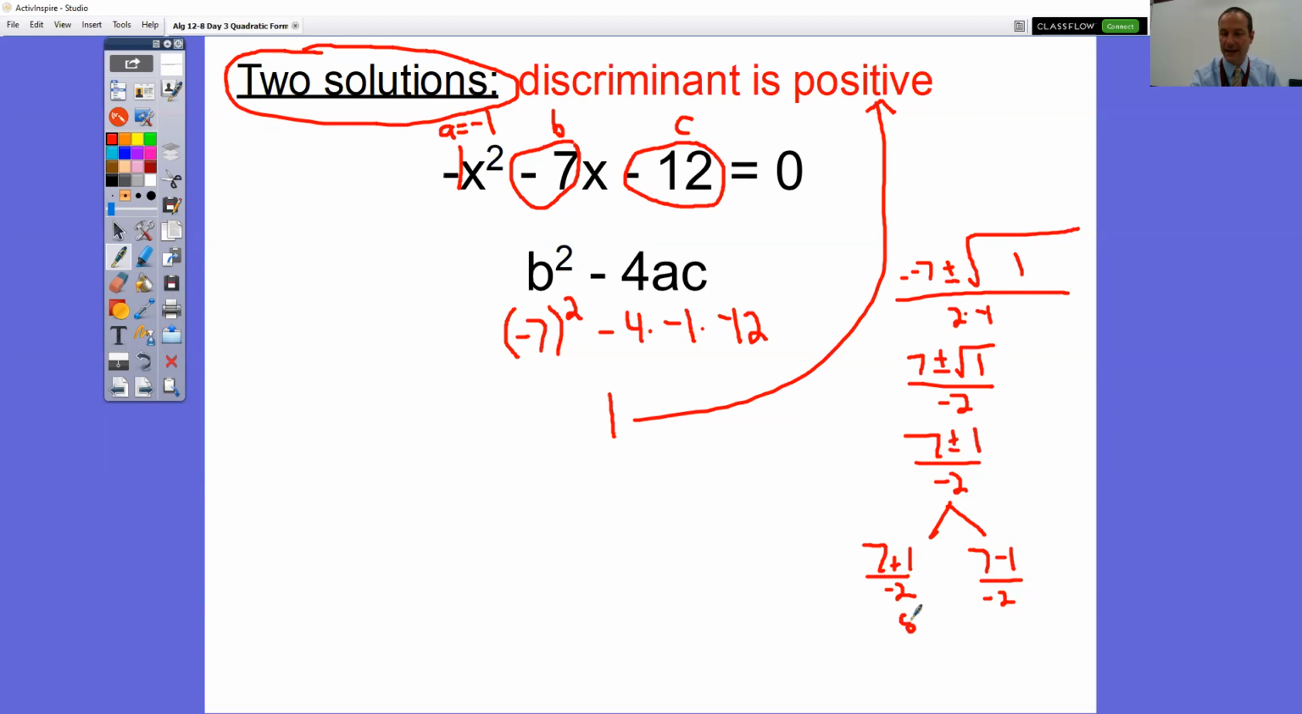7 plus 1 is 8. 8 divided by -2 is -4. So that's one of our answers. 7 minus 1 is 6. 6 divided by -2 is -3. So you can see that by having this discriminant of 1, which is a positive number, and it could be any positive number whatsoever, there ended up being 2 different solutions in the end.